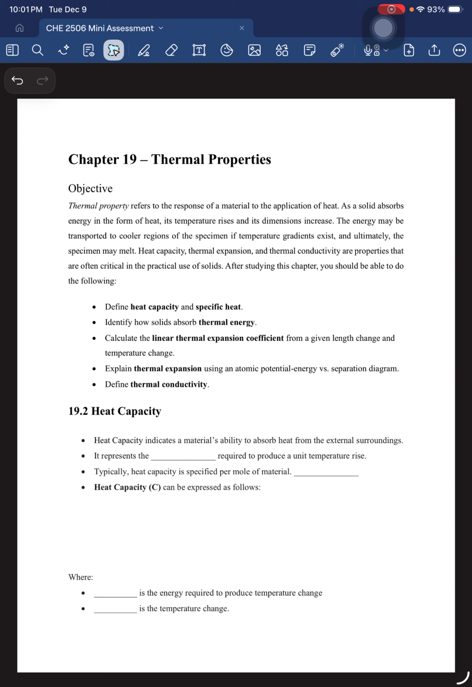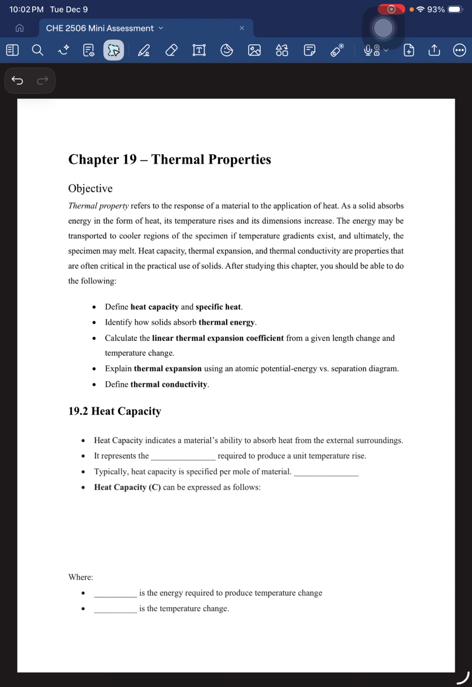So, let's start. Thermal property refers to the response of a material to the application of heat. As the solid absorbs energy in the form of heat, its temperature rises and its dimensions increase. The energy may be transported to cooler regions of the specimen if temperature gradients exist, and ultimately the specimen may melt. Heat capacity, thermal expansion, and thermal conductivity are properties that are often critical in the practical use of solids.